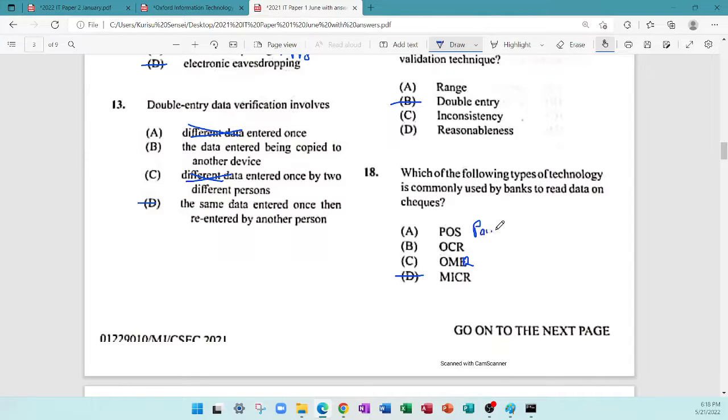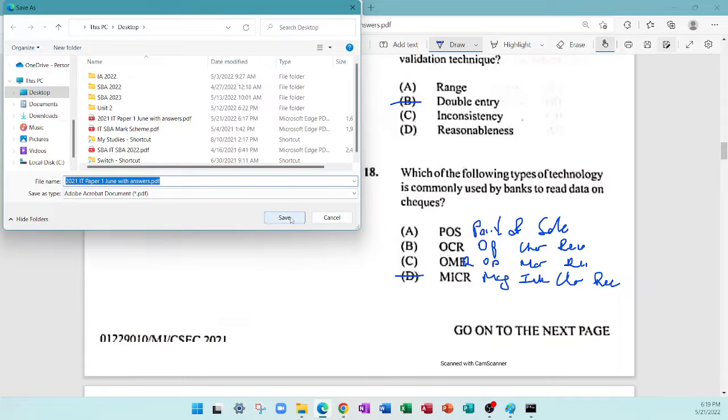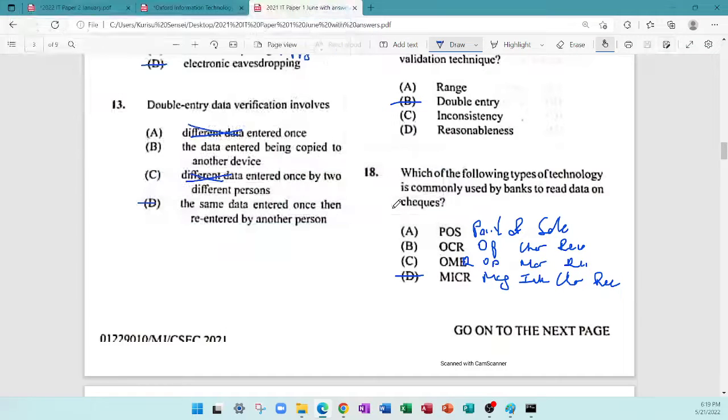So, point of sale, optical character recognition, optical mark recognition, magnetic ink character recognition. That's basically there. Alright, so that's it for today, or continue? Up to 20 or 25.